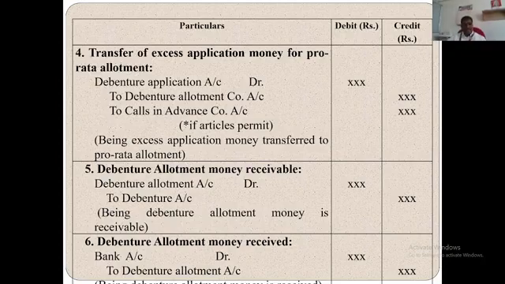Next, debenture allotment money due. Debenture allotment money receivable. Journal entry: debenture allotment account debit to debenture account.